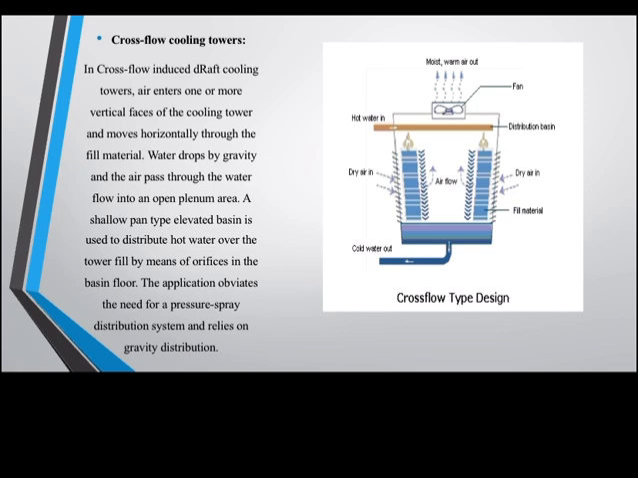The water flows down by gravity and the air passes through the water flow into an open plenum area. So this is the open plenum area. A shallow pan type elevated basin is used to distribute hot water over the tower fill by means of orifices in the basin floor. This is the distribution basin, which distributes the hot water over the tower. It has small holes in the basin floor called orifices. This application obviates the need for a pressure spray distribution system and relies on gravity distribution.